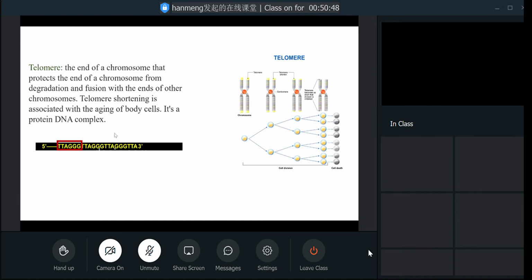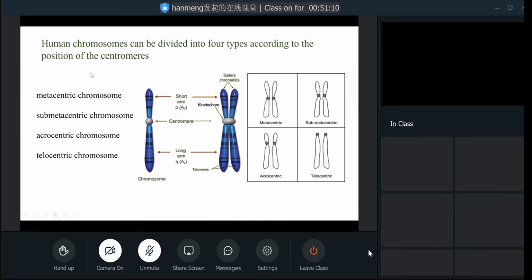TTT, GGG, repeat. TTA, GGG, repeat. So here you should remember that the telomere is a protein-DNA complex with a DNA sequence of TTA, GGG repeats. Because the chromosome can be divided into the short arm and the long arm, because of the location of the centromere.